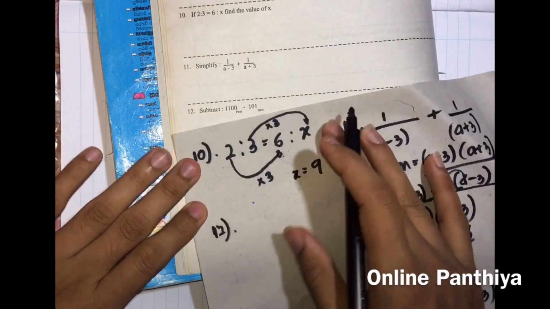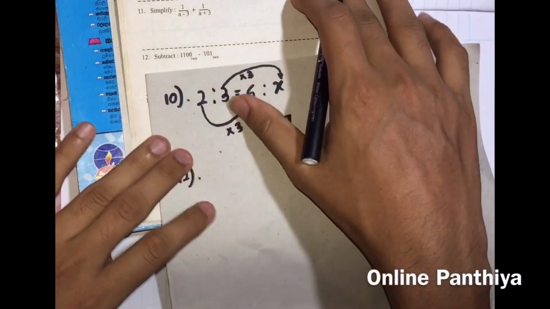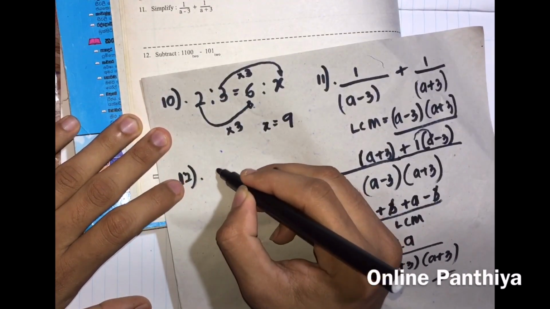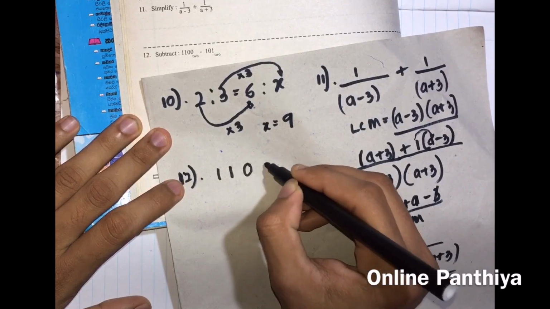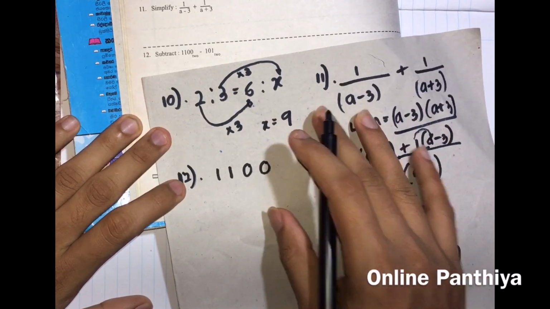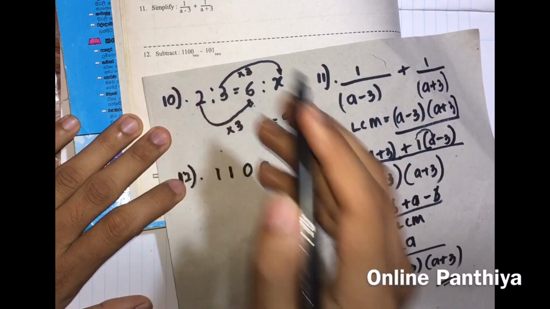Okay, and the next one, 12th. People make mistakes here. You have two numbers. What are these? Binary numbers. You should subtract. Now what do you mean by binary numbers? Binary numbers means the base is 2. The digits you have in them are 0 and 1 only. Can you observe? You have only 1s and 0s.